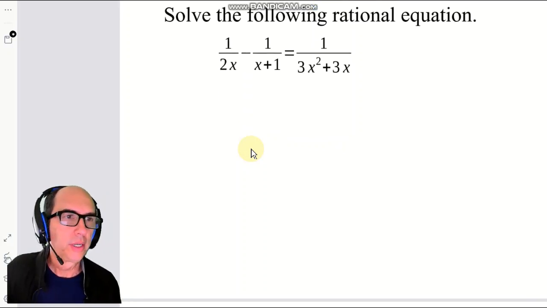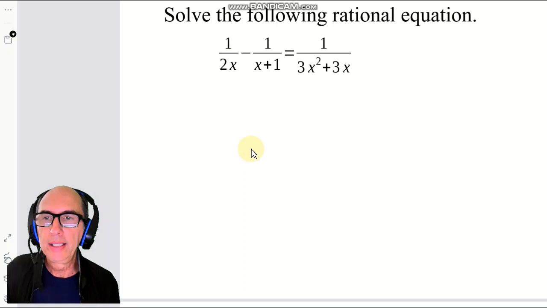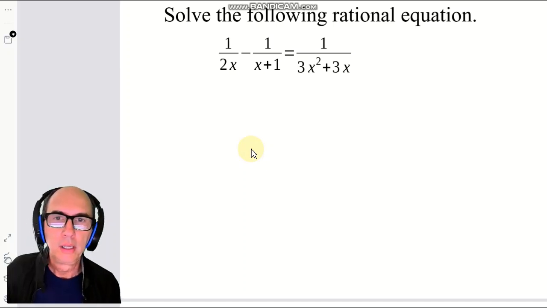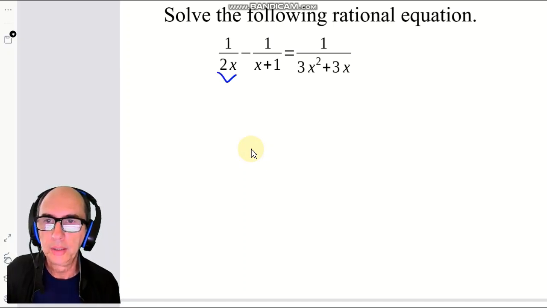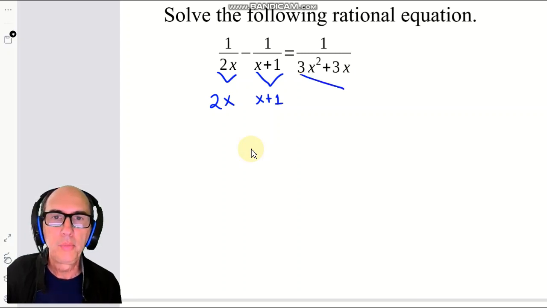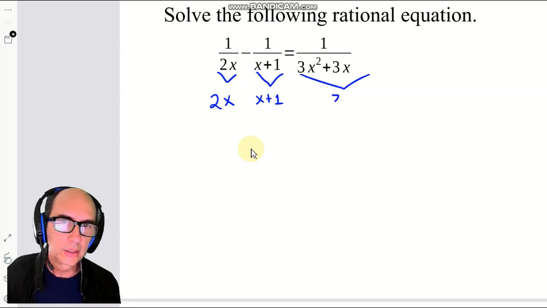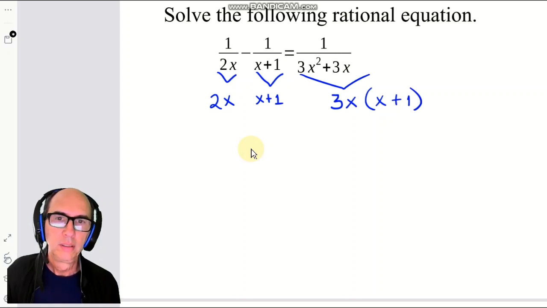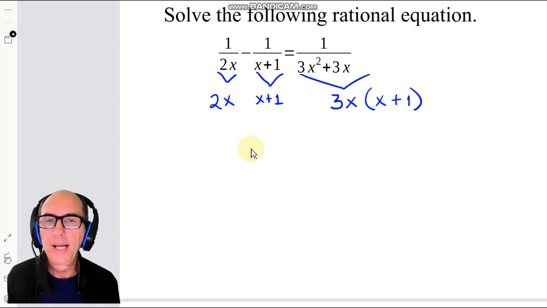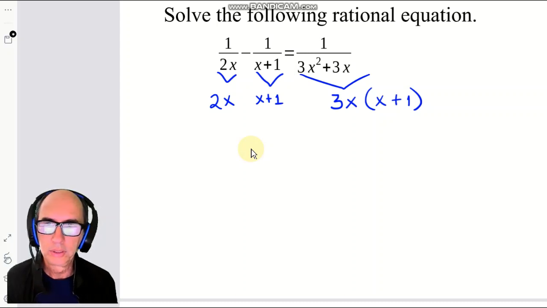Solve the following rational equation. First step, find the least common denominator, and let's check each one. We have 2x, we cannot factor out anymore. We have x plus 1 that we cannot factor out anymore. But here we can factor out the greatest common factor, 3x, right? And then times x plus 1.